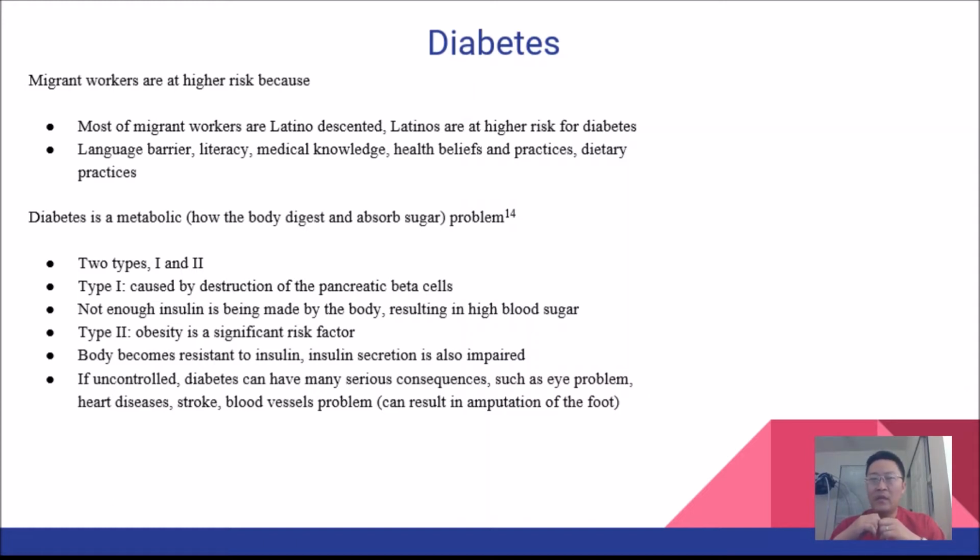diabetes, be it type 1 or type 2, can have many serious consequences such as eye problems, heart disease, stroke, blood vessel problems, which can result in amputation of the foot. I've seen some in the hospital during my clinical rotations. This thing is real.